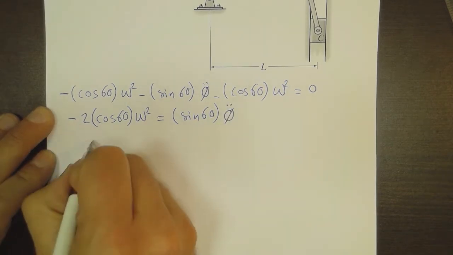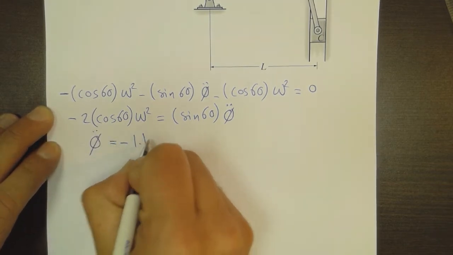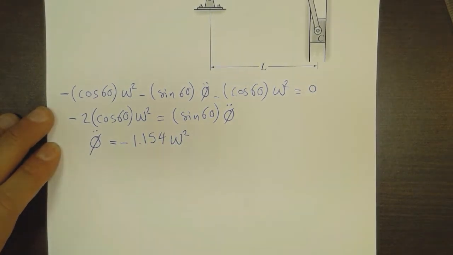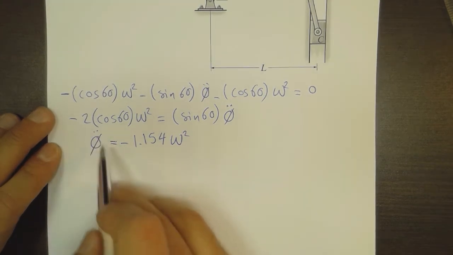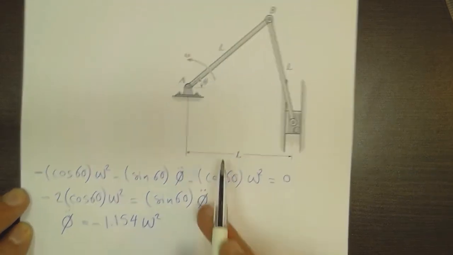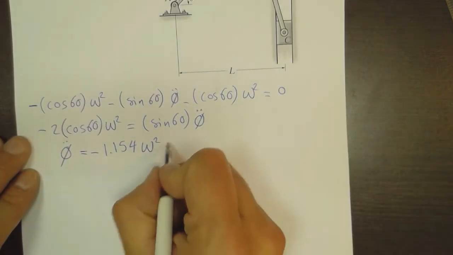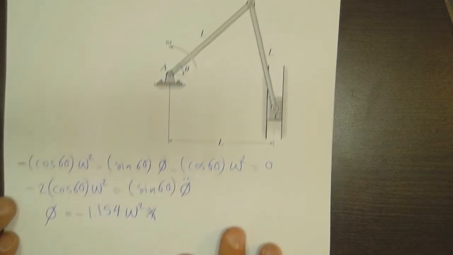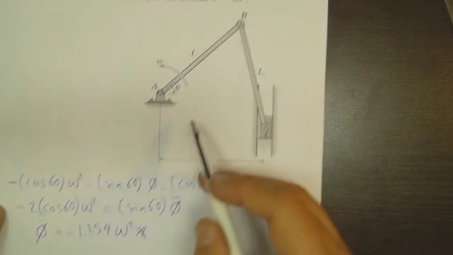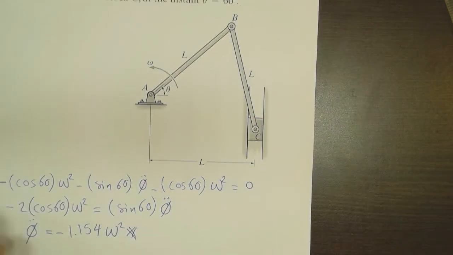Rearranging things here would give us phi double dot equal to minus 1.154 omega squared. So the angular acceleration of this bar BC or CD is equal to this value. Now we have a full set of information about the omegas of this bar and this bar, and the angular accelerations as well.